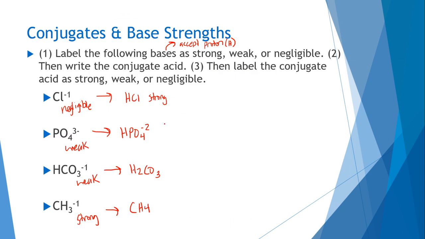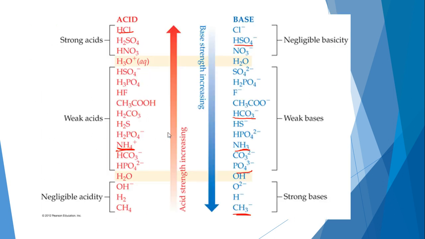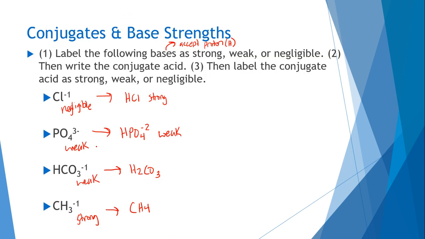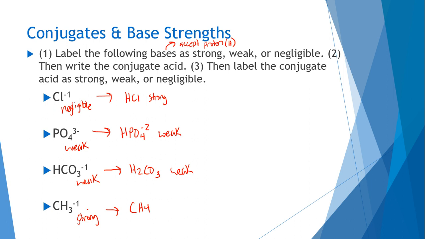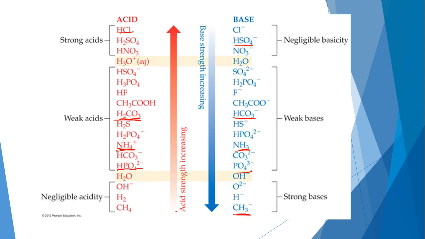Here, if I have weak, I should have weak over here. And if you check HPO4 negative 2, HPO4 negative 2 right here shows that it is in fact weak. Next, if we have weak, again, we should have a weak conjugate acid, H2CO3. H2CO3 is in fact weak. And the last one, if I have strong, that means that this one is going to be negligible, or extremely small, it doesn't matter. And if we check CH4, it is in fact in the negligible category.